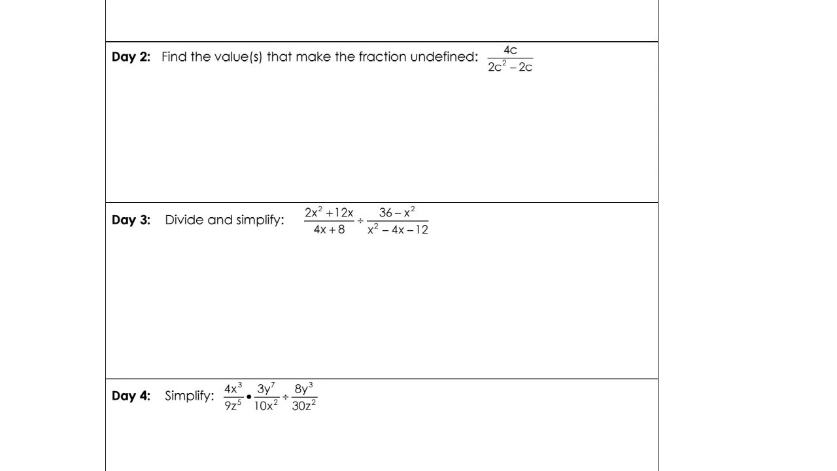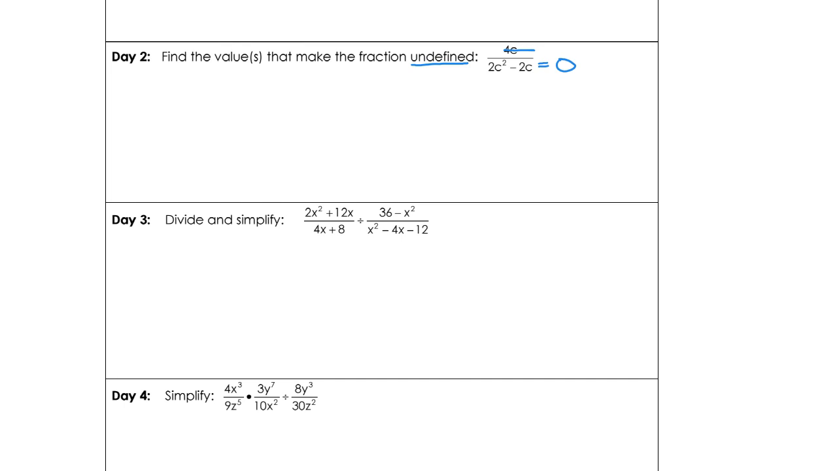Hey guys, we're on Unit 2, Day 2 today, and our warm-up comes from Day 1. It says find the values that make the fraction undefined. So remember, when it talks about undefined, we are only concerned with what is under the fraction bar. So we get rid of the top. And undefined means that the denominator is equal to 0.